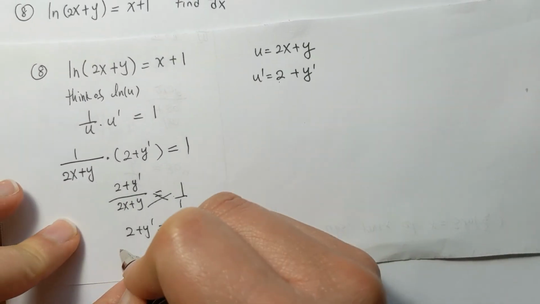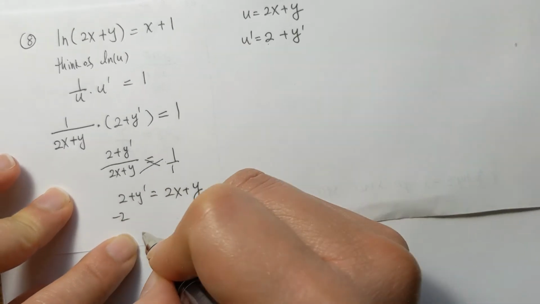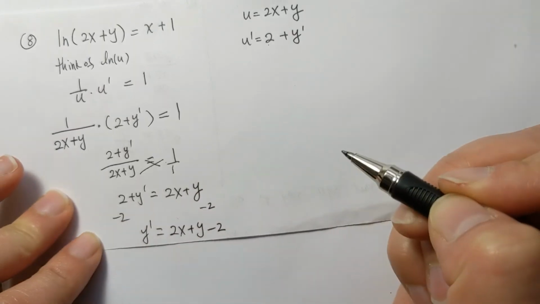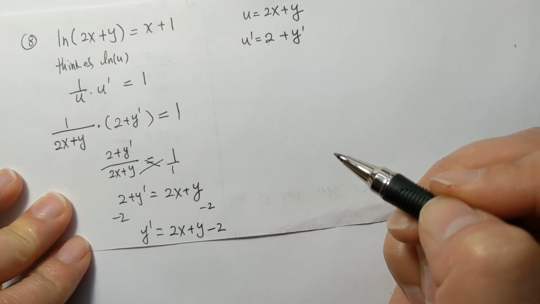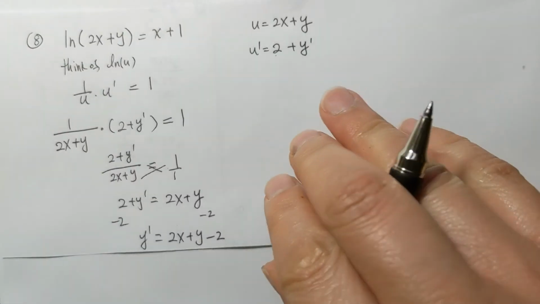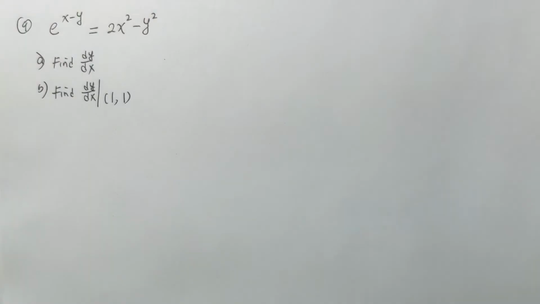And now we just subtract 2 from both sides, so that y prime equals 2x plus y minus 2. So we finished question number 8. Now let's take a look at question number 9.